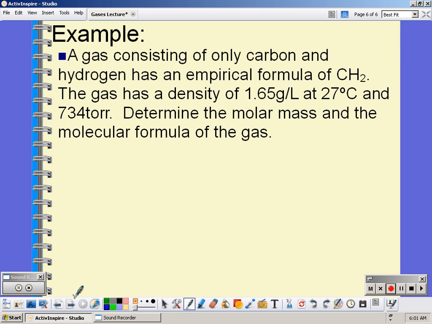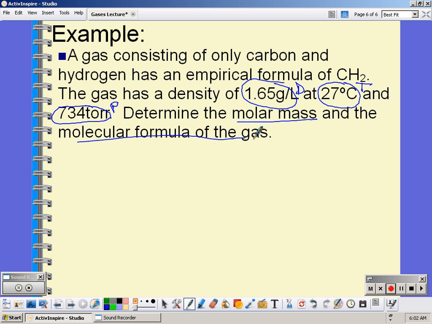So a gas consisting of only carbon and hydrogen has an empirical formula of CH2. The gas has a density of 1.65 grams per liter, so there's my d. 27 degrees Celsius would be my temperature, and 734 would be my pressure, in torr. Determine the molar mass and the molecular formula.